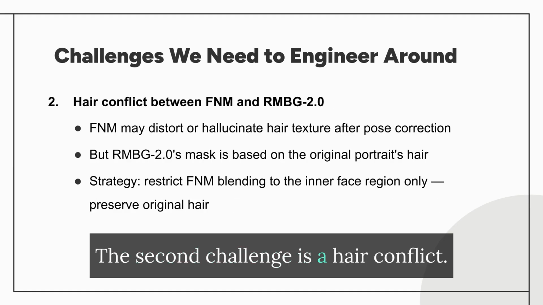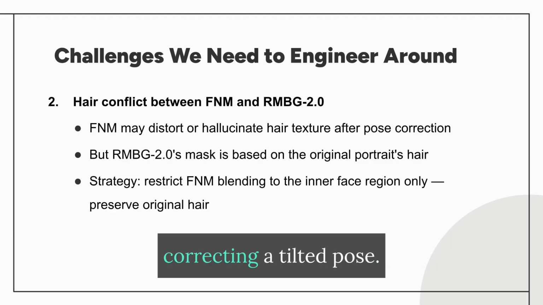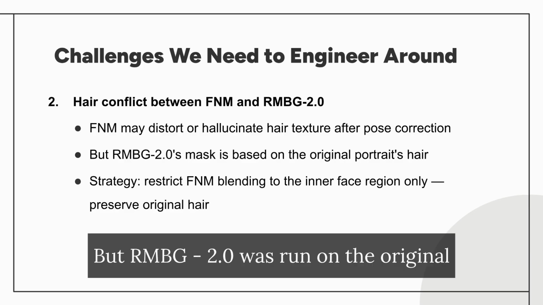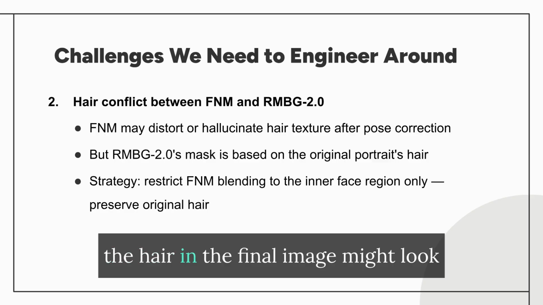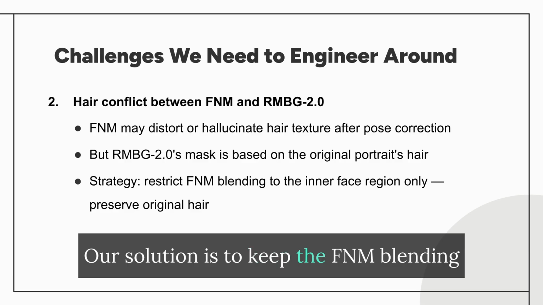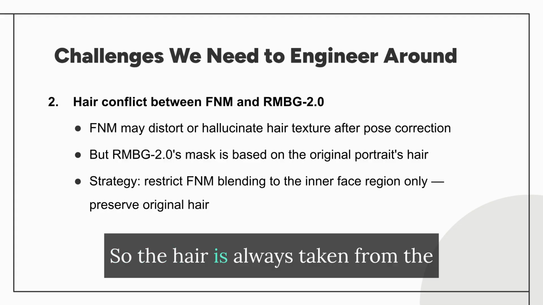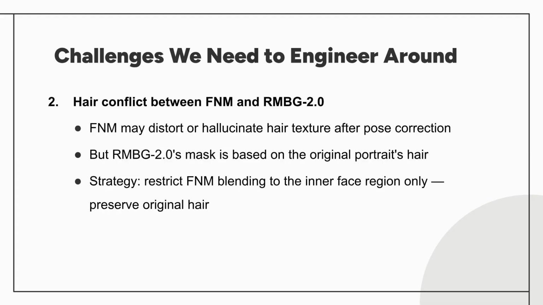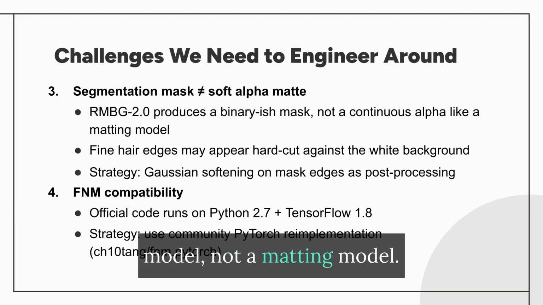The second challenge is a hair conflict. FNM might alter the hair region after correcting a tilted pose, but RMBG 2.0 was run on the original hair, so if we blend FNM's output carelessly, the hair in the final image might look inconsistent with the segmentation mask. Our solution is to keep the FNM blending inside the facial landmark boundary, so the hair is always taken from the original photo.